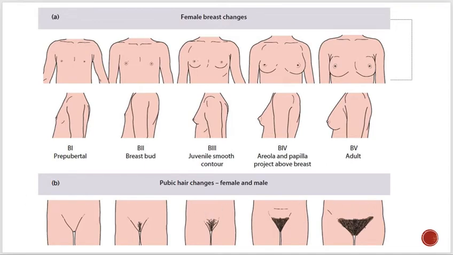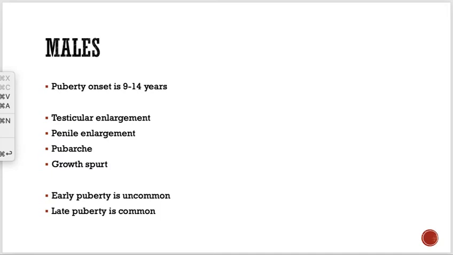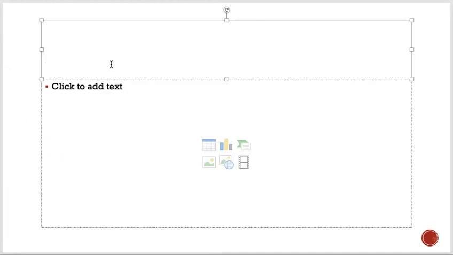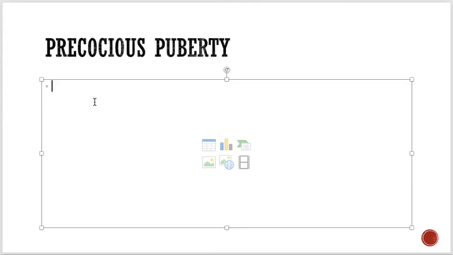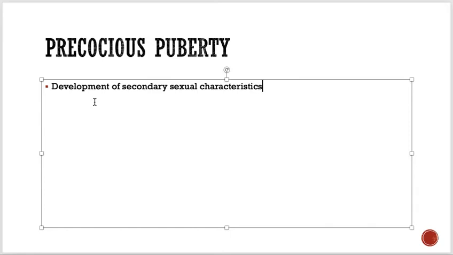Now one of the things, guys, is called precocious puberty. Simply, precocious puberty is when there is development of secondary sexual characteristics, especially less than 8 years of age in females and less than 9 years of age in males.